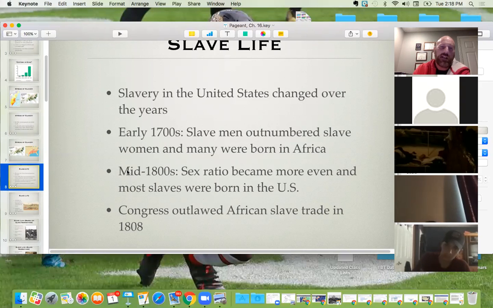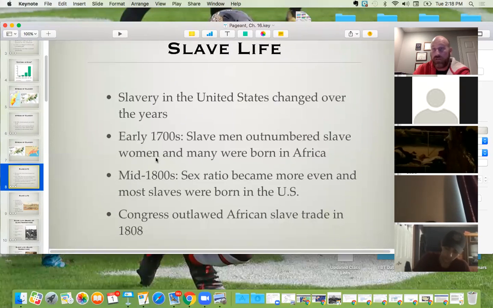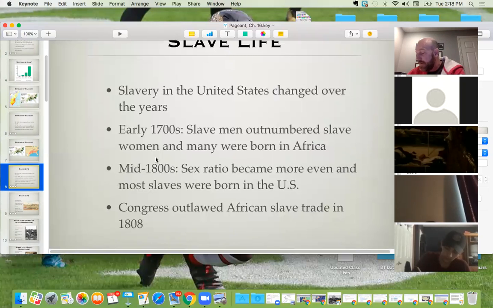Okay, so slave life. Slavery in the United States changed over the years. In the early 1700s, slave men actually outnumbered slave women, and many were born in Africa, meaning they had been part of the international slave trade, brought over in the Middle Passage. I know you guys know much of the cruelties in the Middle Passage and how slaves were treated on that journey. But by the mid-1800s, the sex ratio became more even, and most slaves were actually born in the United States. And so what we're seeing is a change.